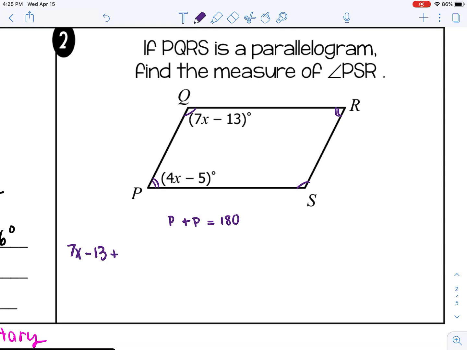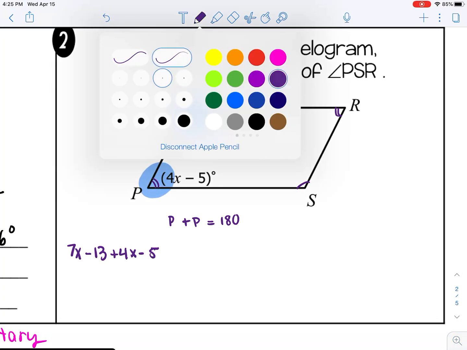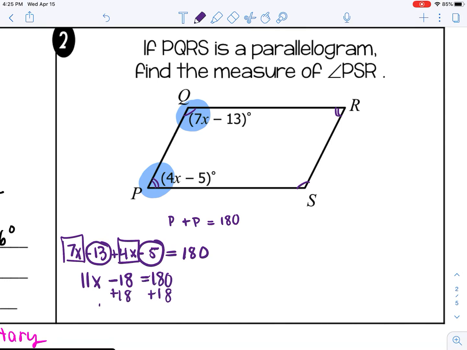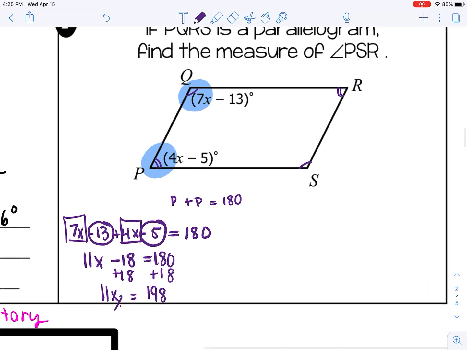7x minus 13 plus 4x minus 5, that's our two consecutive angles, they add up to equal 180. We have to combine like terms. The 7x and the 4x make 11x, and the negative 13 and the negative 5 makes negative 18. We add 18 to both sides. 11x equals 198. Divide by 11 on both sides, and we find that x equals 18.